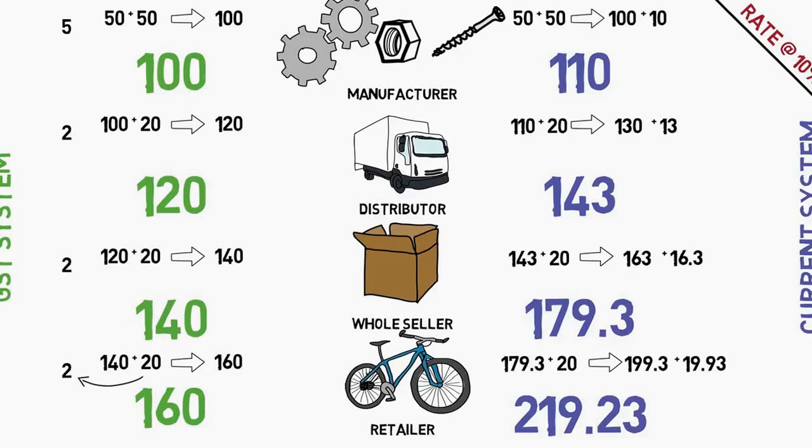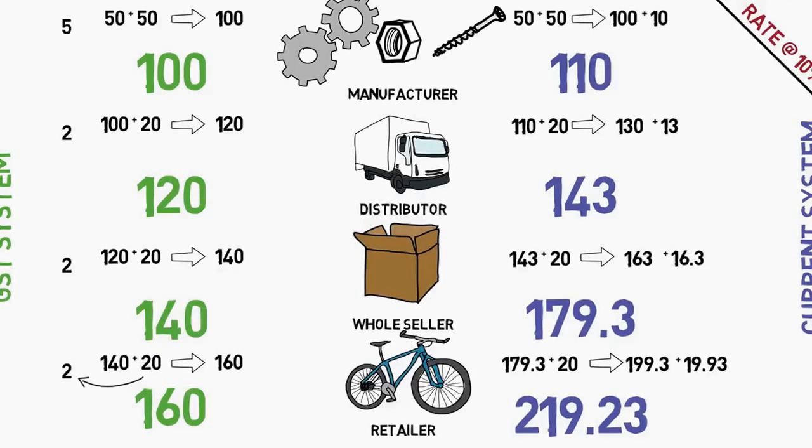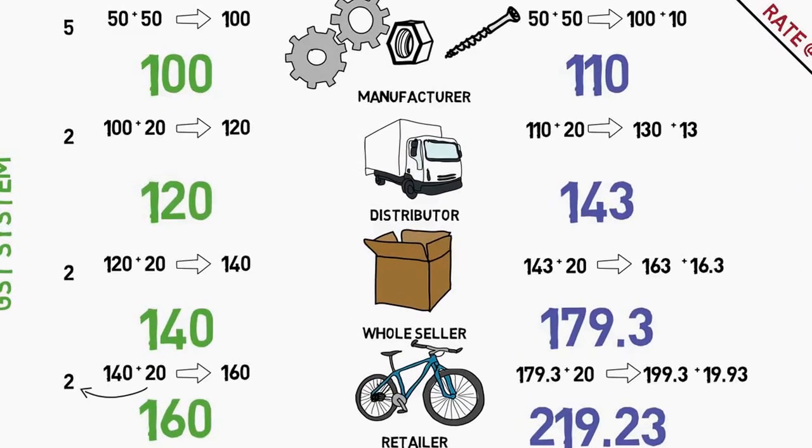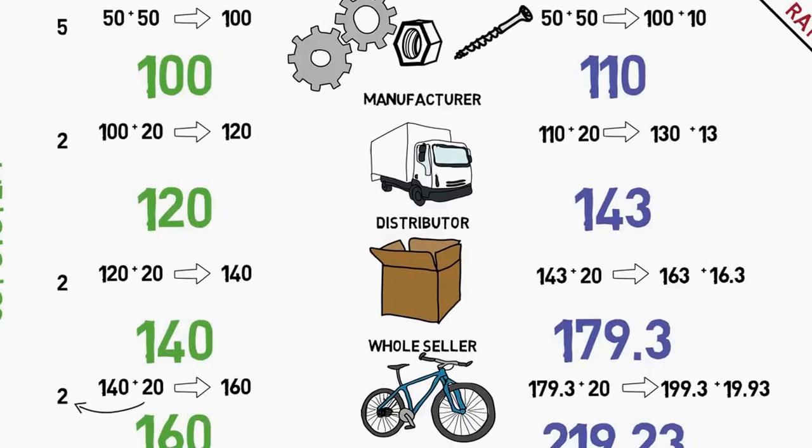So if the prices are compared, the product is 59.23 rupees cheaper in the GST system than the current system. Let's take GST in detail.